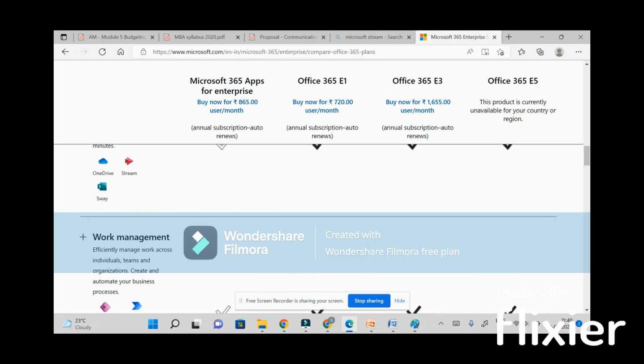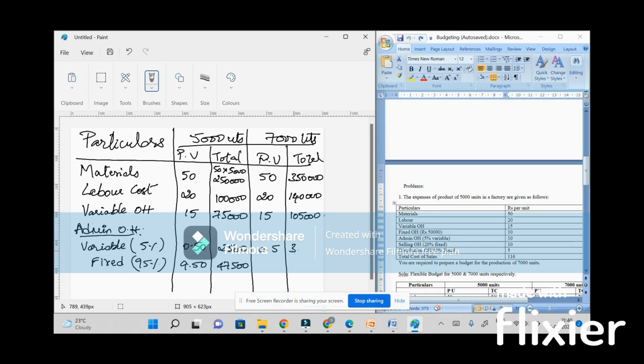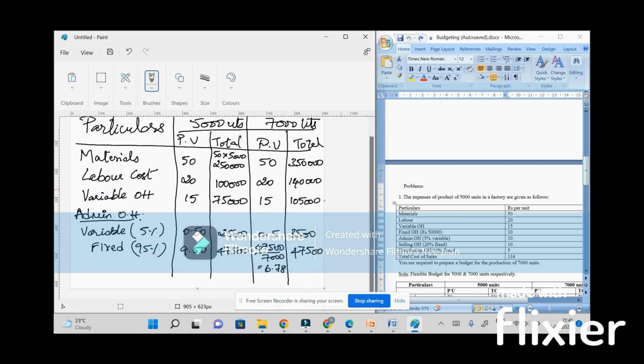When we are calculating it for 7,000 units, the 0.5 in terms of variable will remain constant. So 0.5 into 7,000 will be 3,500. But for fixed, the total amount will remain constant. So I'll write 47,500 divided by 7,000, which gives me the per unit cost, that's going to be 6.78.